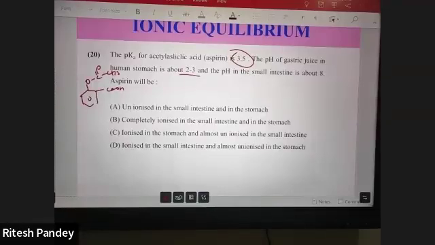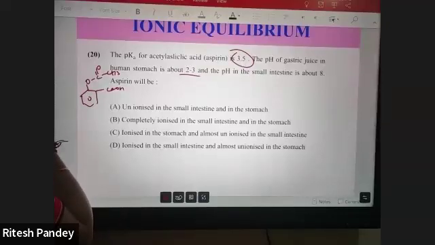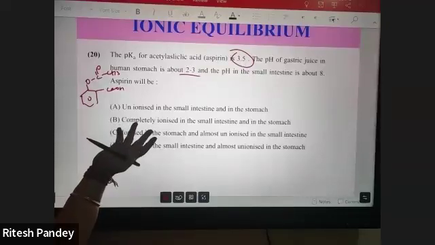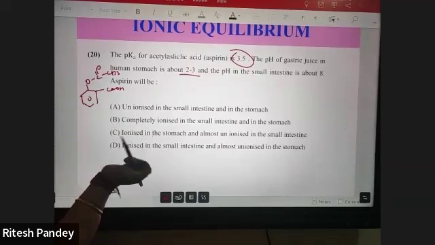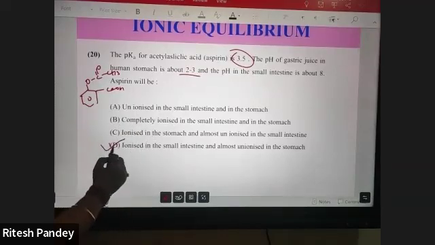Sir, D will be correct because of the common ion effect, so it will remain anionized. So what's the common answer? Is it D? D, or yes, sir? Is D the right answer?